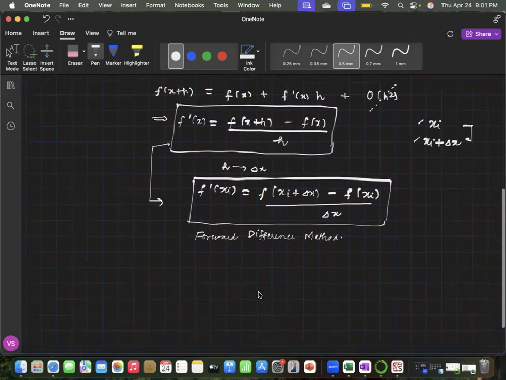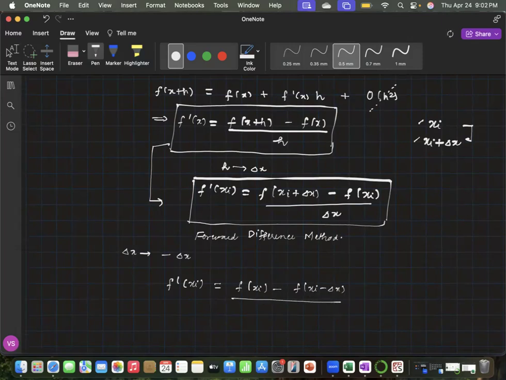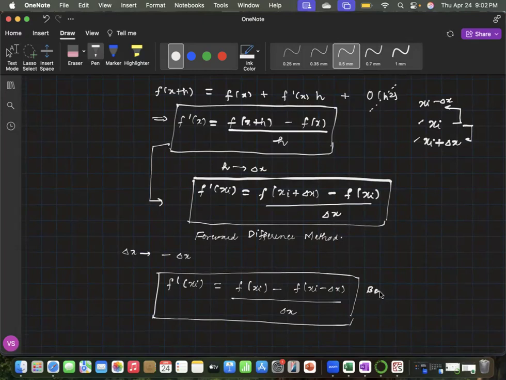You can similarly do this for a backward difference, where you replace delta x by minus delta x in the above expansion. And once again, you will be able to get f'(x_i) equal to f(x_i) minus f(x_i minus delta x) over delta x. So in this case, you see, you've used the point and another point which is backward from the given point. So therefore, this is known as a backward difference method.